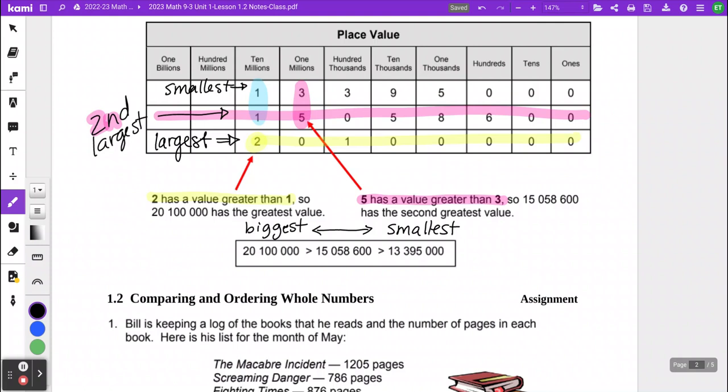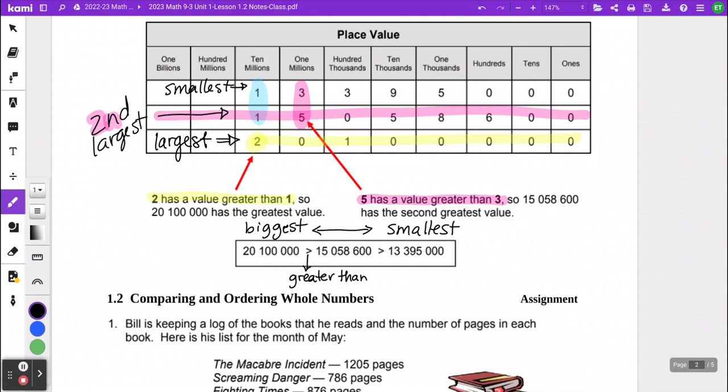Okay, so we would write our numbers. They've got them biggest to smallest. They're saying that this number is bigger than this number, and this number is bigger than this number. That's what they're telling us. Because those signs, those little arrows, mean greater than. So that's how we know we are writing them from biggest to smallest. Because literally this is telling me that 20 million is greater than 15 million, which is bigger than 13 million. That's what that's telling us.